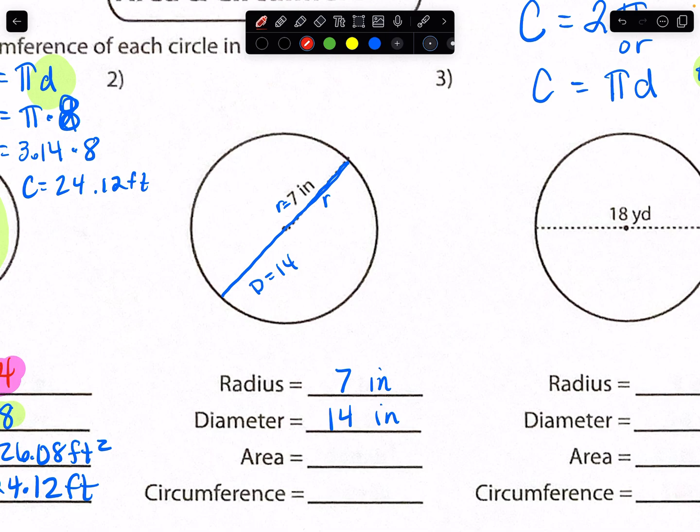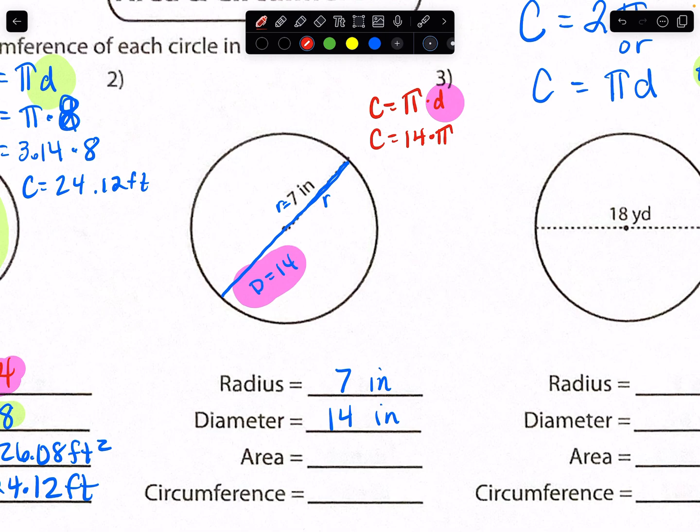I'm going to do circumference on this side. C equals pi times d. And I'm substituting in 14 for the d. So C equals 14 times pi. Remember that we can move those around because of the associative property of multiplication. As long as they are the only things being multiplied, you are good to go.